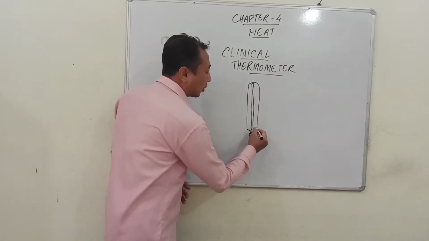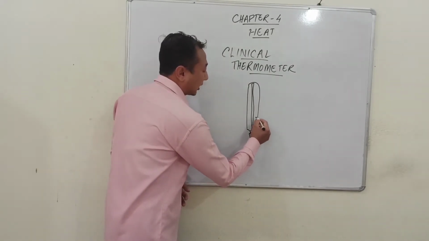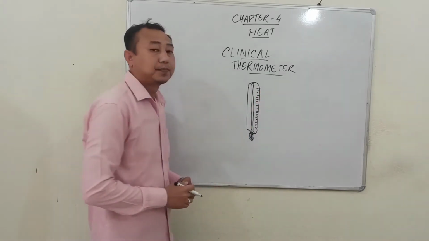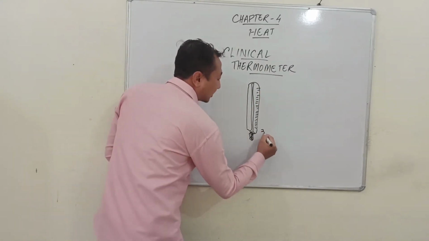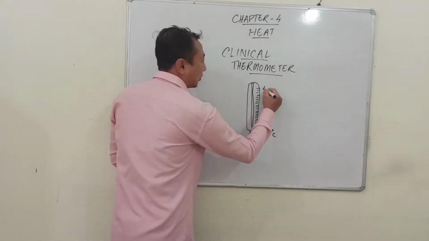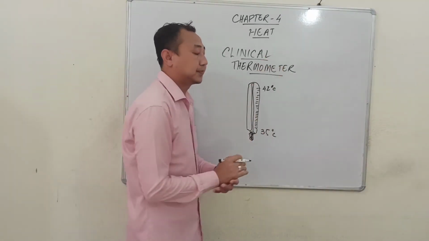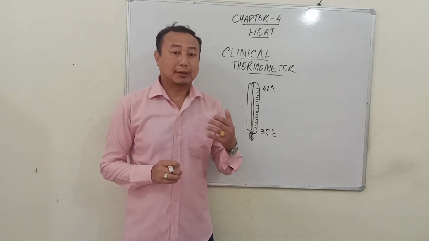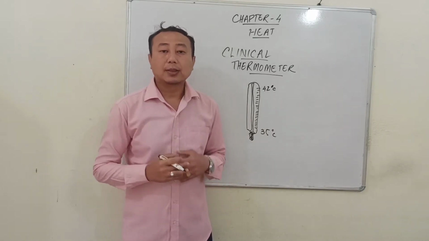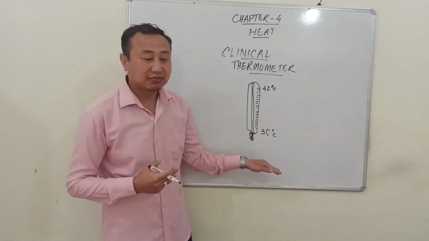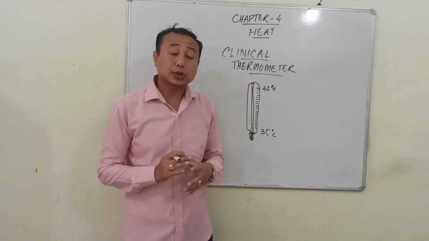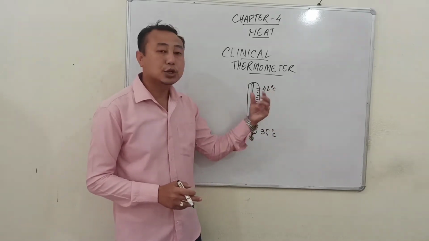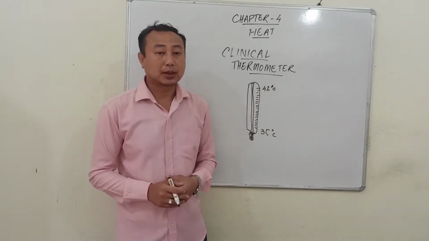On the side of this thermometer, there are markings. The marking is from 35 degrees Celsius to 42 degrees Celsius. The temperature of a normal human body, on average, is 37. The body temperature does not go below 35 or above 42. Because of this reason, the clinical thermometer has a marking from 35 degrees Celsius to 42 degrees Celsius.